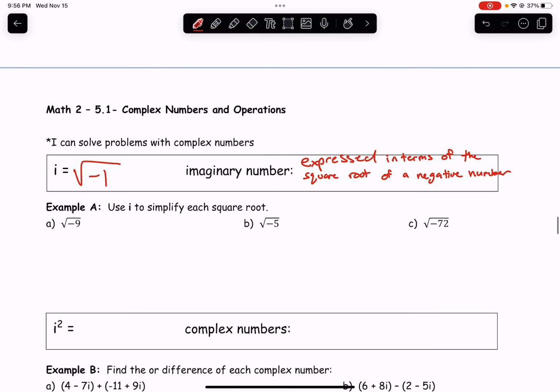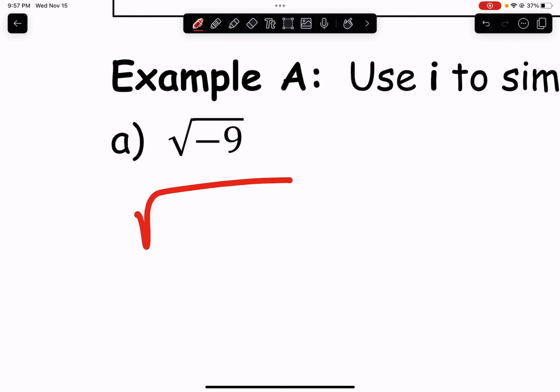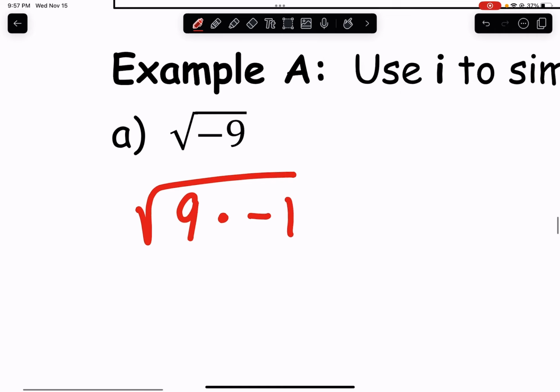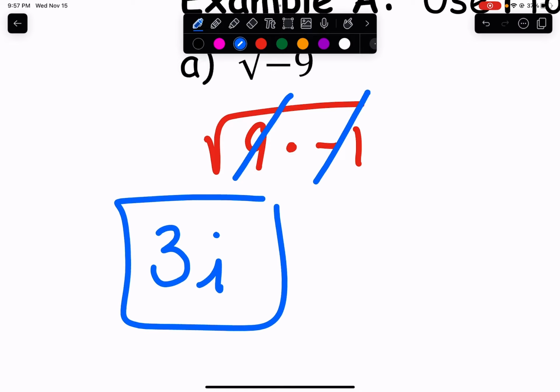So basically, you guys already know how to break down radicals. So basically what you do is you take a number and you can take the negative away from it by pulling the -1 out and then evaluating it. So like, for example, 9, right? We can break that down into 9 times -1, and we can take the square root of 9, which is 3, and the square root of -1, which we've just learned is i. So that would be our answer, 3i.